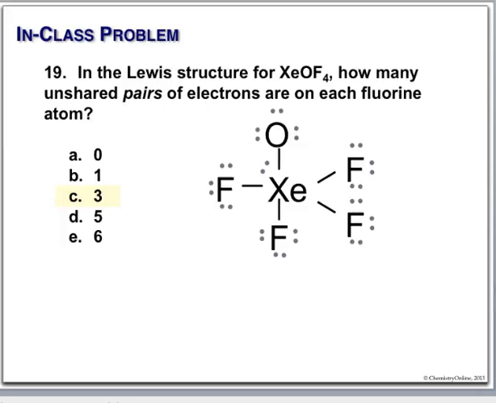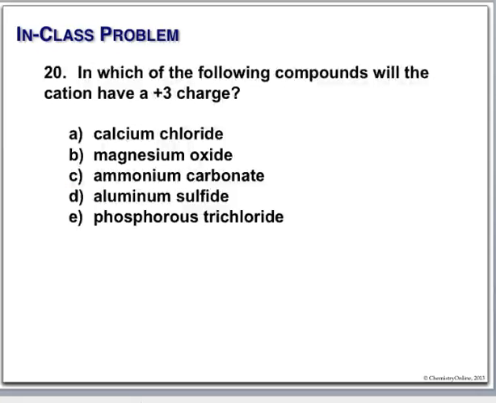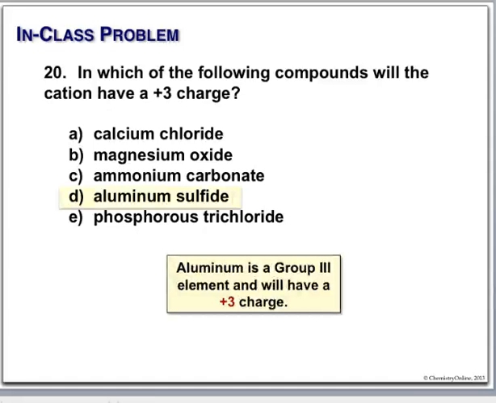And finally, the last question. Which of the following will the cation have a +3 charge? Can you read your periodic table? Calcium is group 2. It will be a +2. Magnesium is group 2. It will be a +2. Ammonium is a polyatomic. It is +1. We'll skip a little bit. Phosphorus trichloride, my goodness, that's molecular. Therefore, aluminum, group 3, will have a +3 charge.